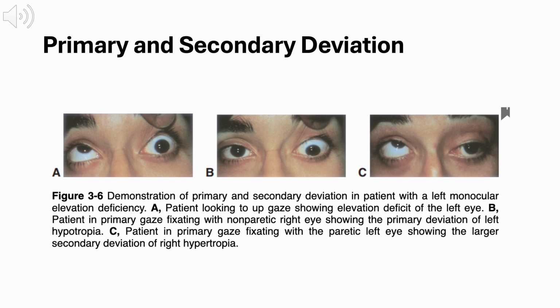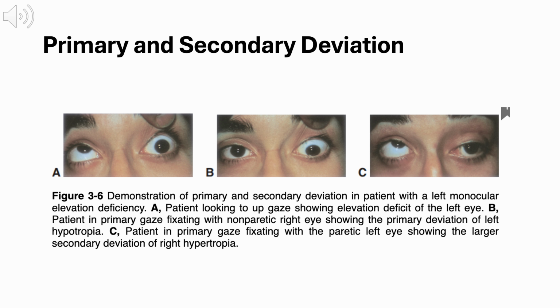In the third image, fixation is switched to the paretic left eye. To hold fixation, increased innervation is required. That same increased signal is sent to the yoke muscle in the right eye, causing the right eye to elevate excessively. The resulting larger right hypertropia is the secondary deviation. This illustrates why in paralytic strabismus, the secondary deviation is always larger than the primary, directly reflecting Herring's law of equal innervation.